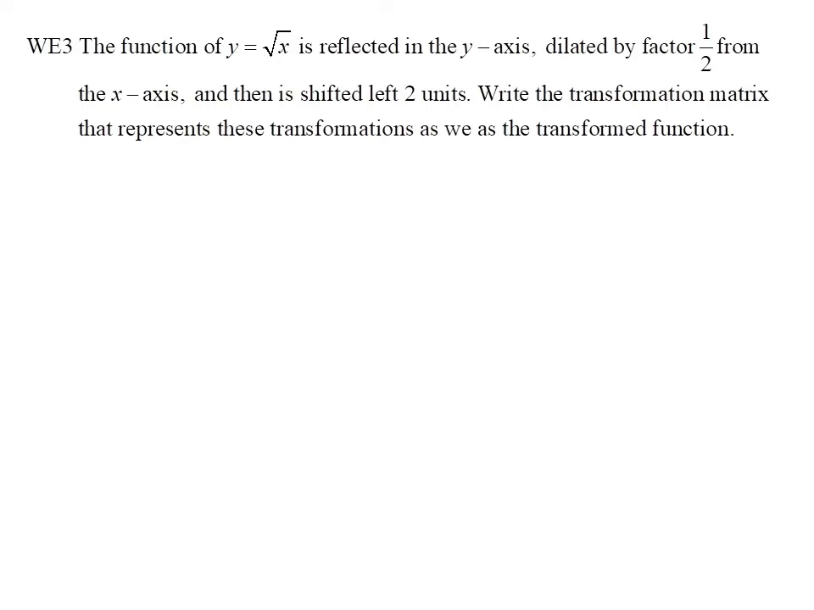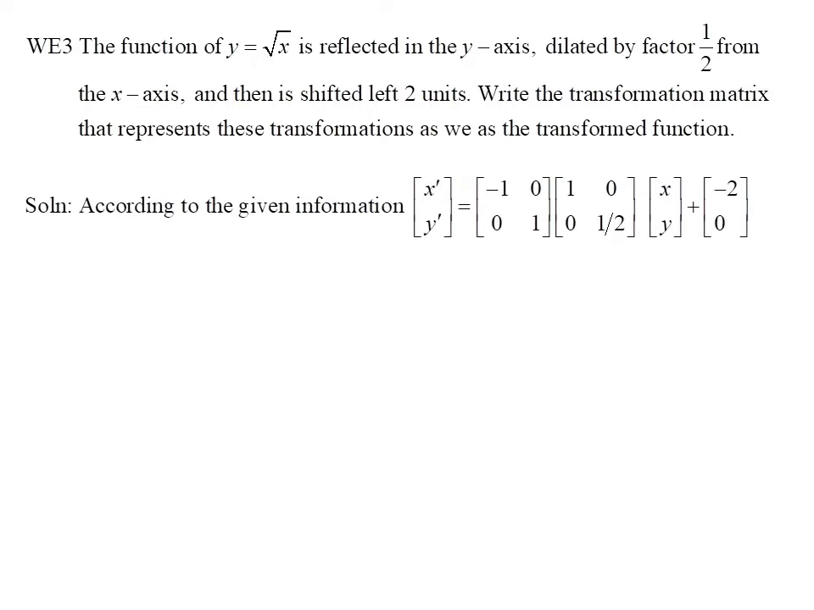As we just learned, the matrix representing the reflection in the y-axis is a diagonal matrix with negative 1 at the first row and first column. The matrix representing the dilation by factor half from the x-axis also is a diagonal matrix with a half at the second row and second column. The translation of shifting left 2 units can be represented by a 2 by 1 matrix with negative 2 at the first row and 0 at the second row.